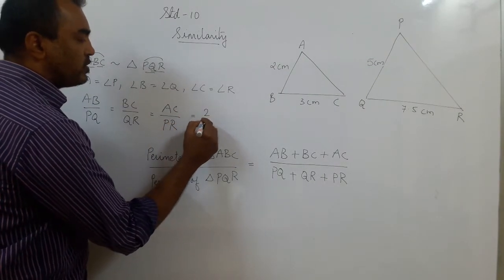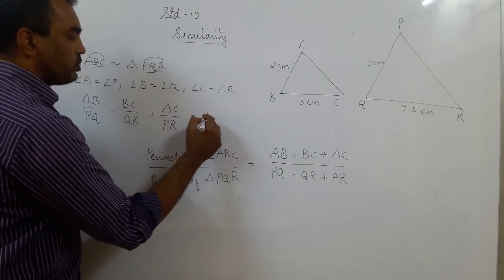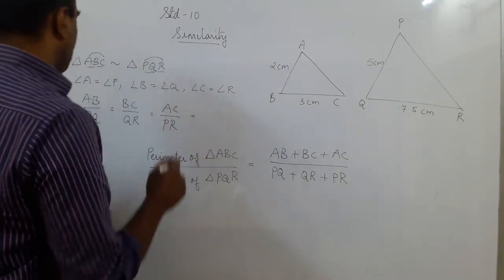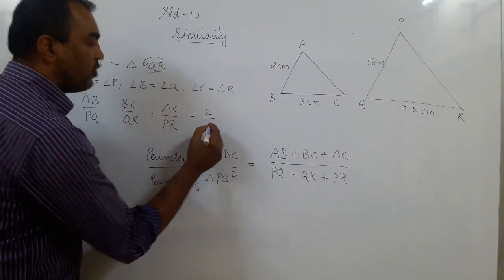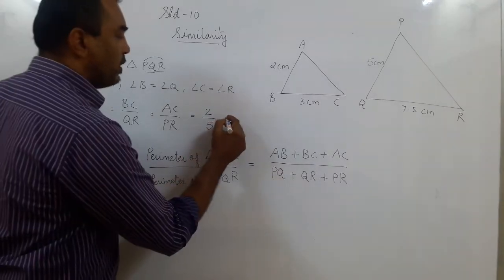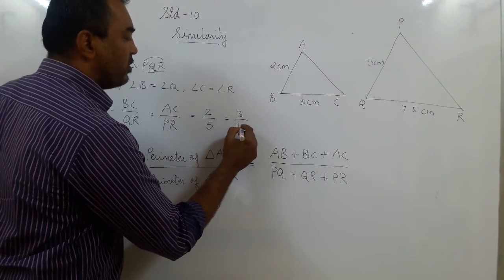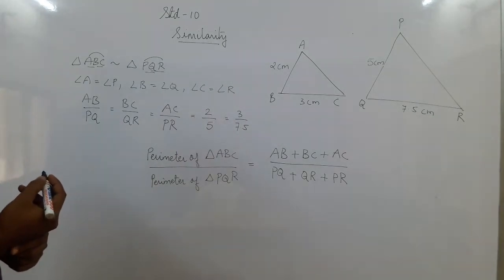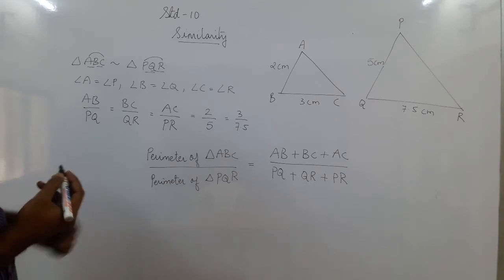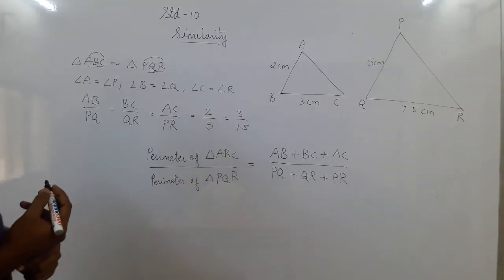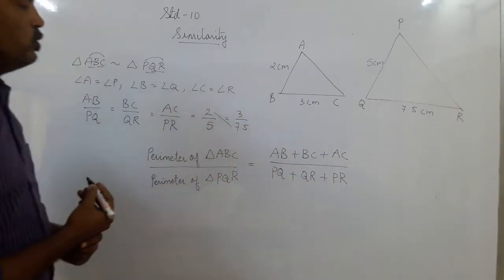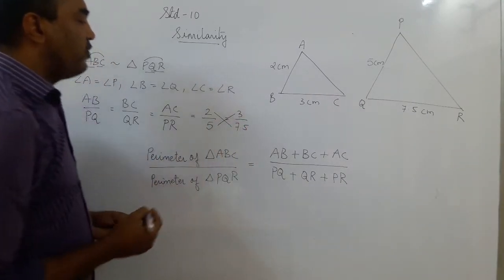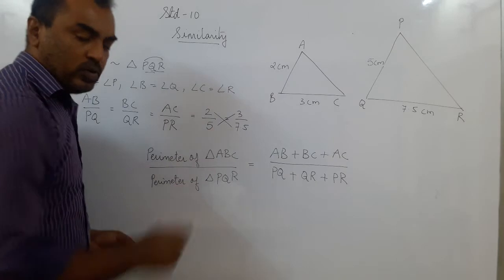The ratio can be 2 times, 1/2. Yes, sorry, AB upon PQ. So AB is 2 and PQ is 5. So it's 2/5. Okay? Or we write 3/7.5. Does it match, or doesn't it? 2/5 is 3/7.5. How will you know? We cross multiply. 7.5 into 2 is 15. 5 3s are 15. So 2/5 is 3/7.5.